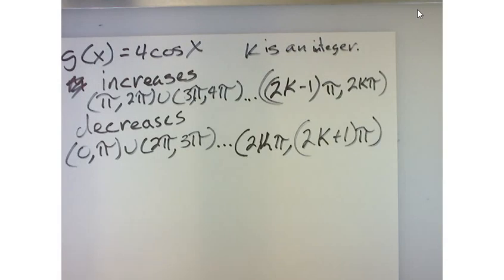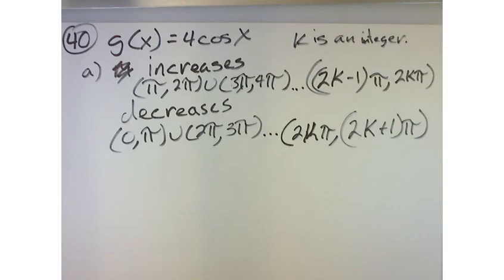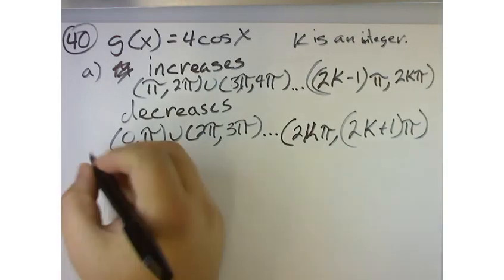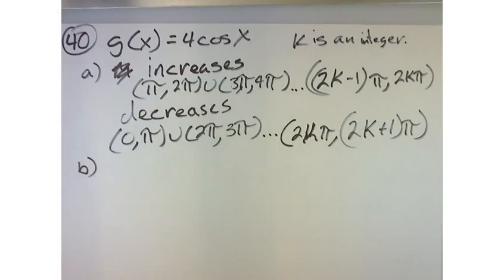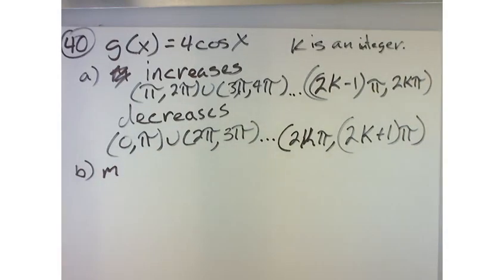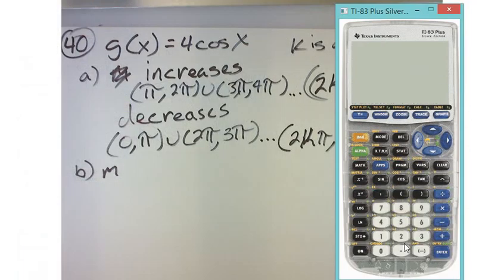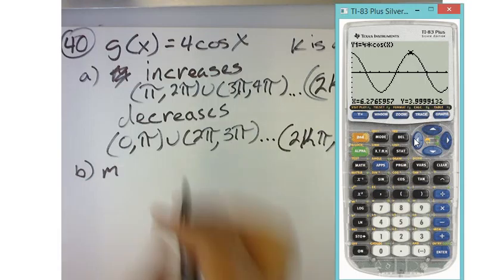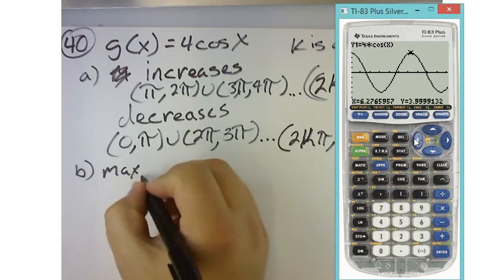Whenever you see Mr. Adams write down 2k, that's a fancy math way of saying an even number. So that's just part A, the increasing, decreasing part. Part B wants to know the minimum and maximums. Well, the maximums, if we pull up the graph, the maximums occur at 0 and 2 pi. So the maximums occur 0 to pi.